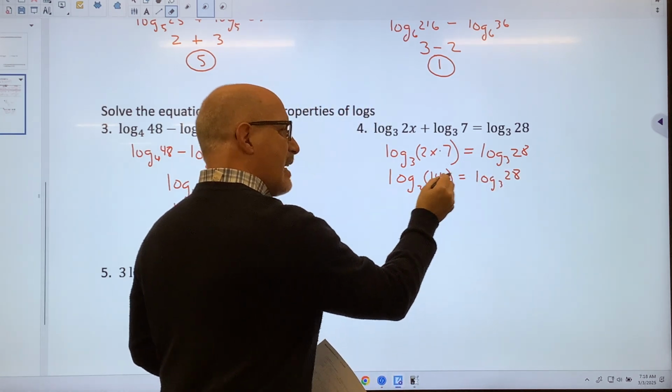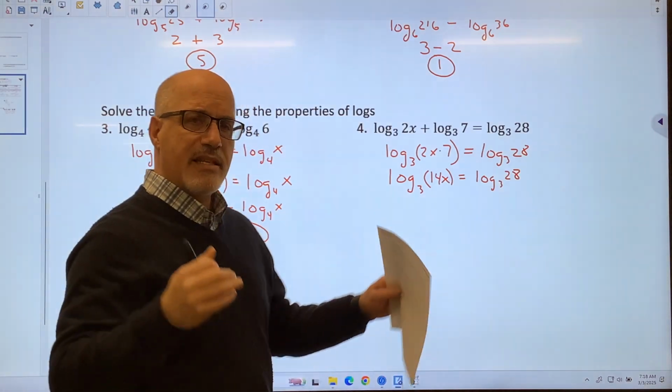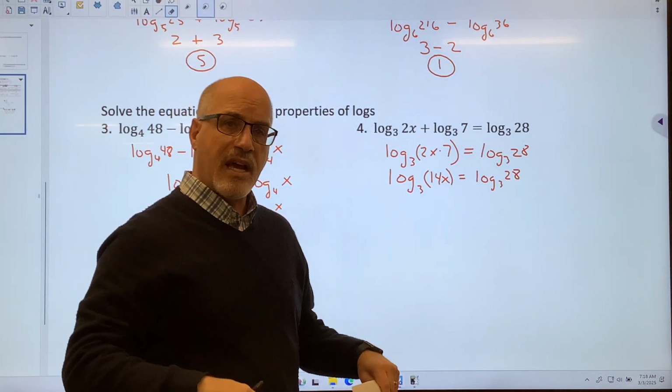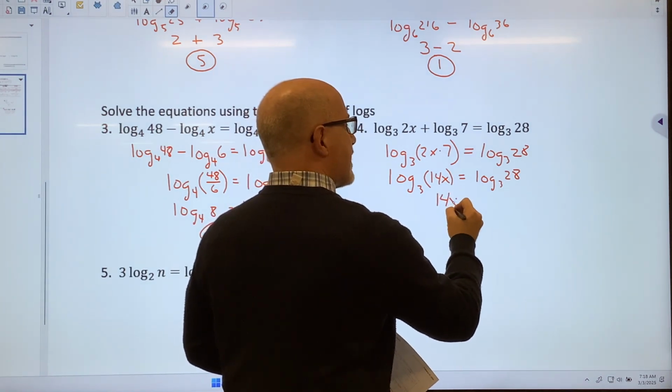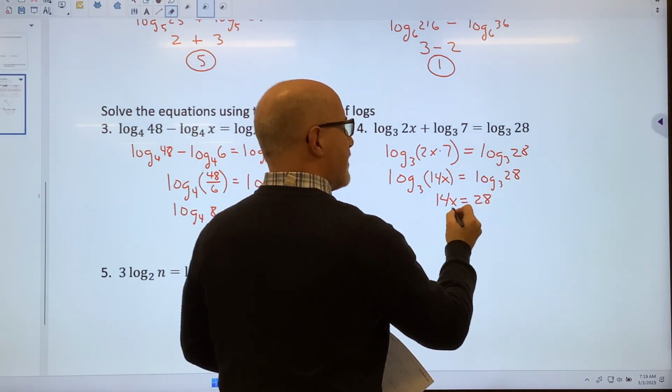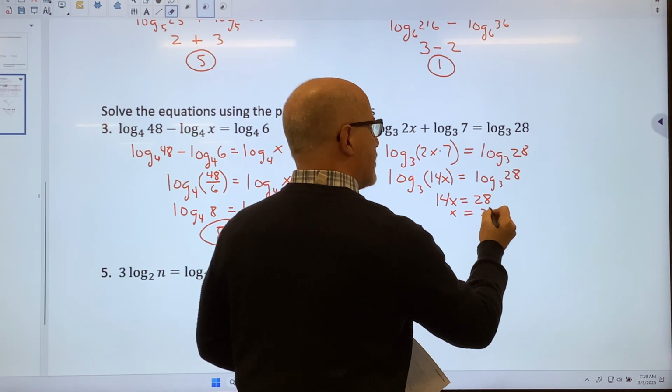Now once you have the same log base 3 on both sides, you can set the inside parts equal to each other. So 14x is equal to 28. Divide by 14 and you get x equal to 2.